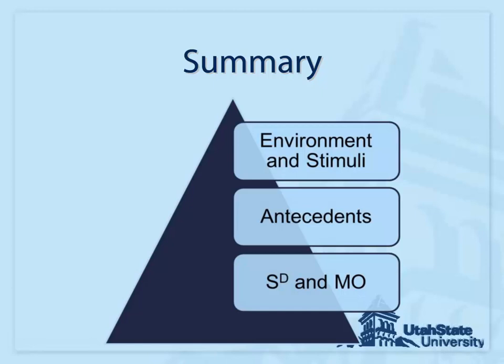In summary, we have learned that the environment is comprised of many different stimuli. The most relevant stimuli in relation to behavior are called antecedents. These antecedents will reliably occur before a given behavior. Antecedents can then be broken down into SDs and MOs. SDs signal that a consequence is available, while MOs alter the value of that consequence.